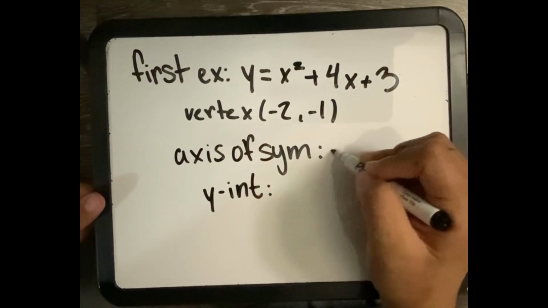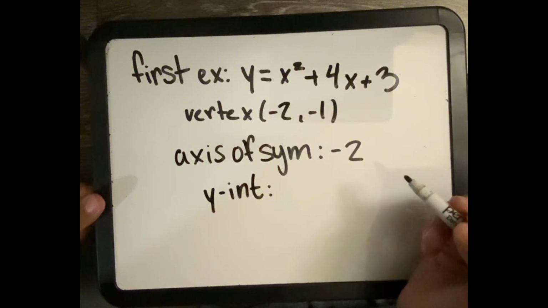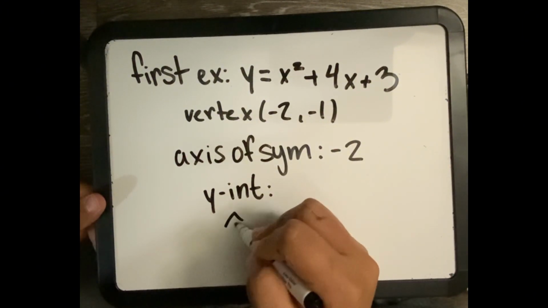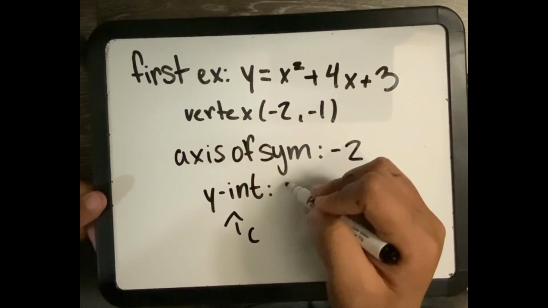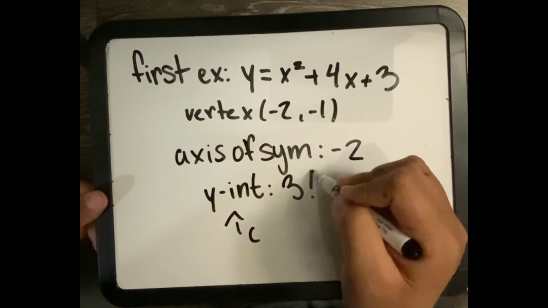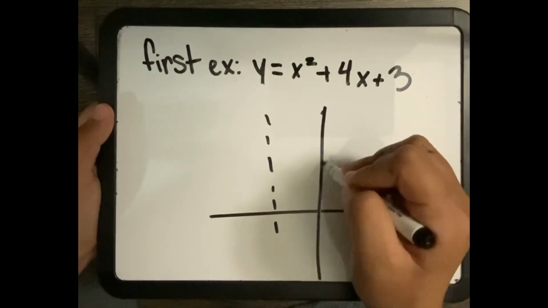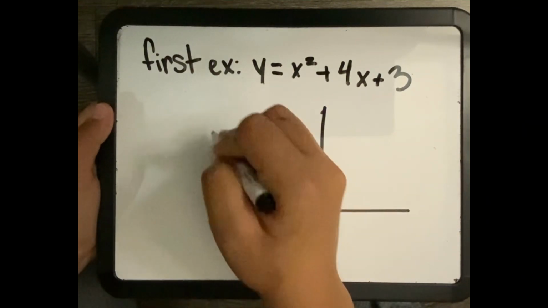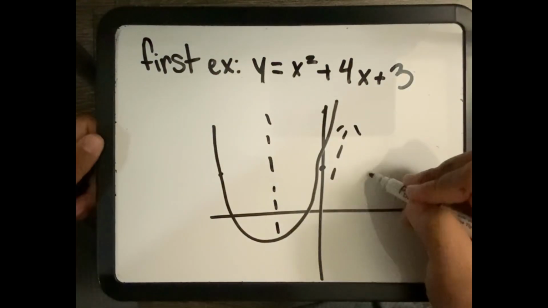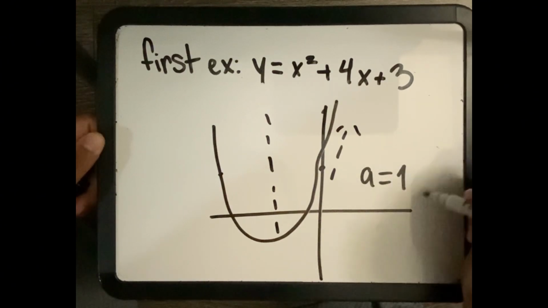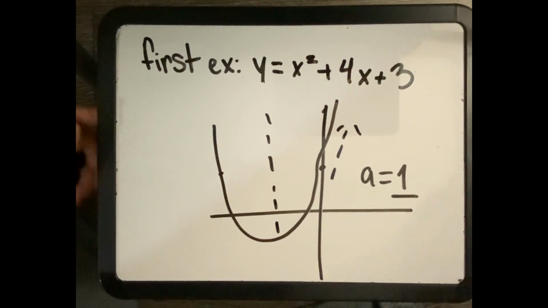The axis of symmetry is the vertical line going through the vertex. So in this case, it would be x is equal to negative 2. The y-intercept is just c, so in this case, it would be 3. Now you can plot the vertex, the y-intercept, and use symmetry to reflect the y-intercept across the axis. Since a is equal to 1, the parabola opens up and has a normal width.